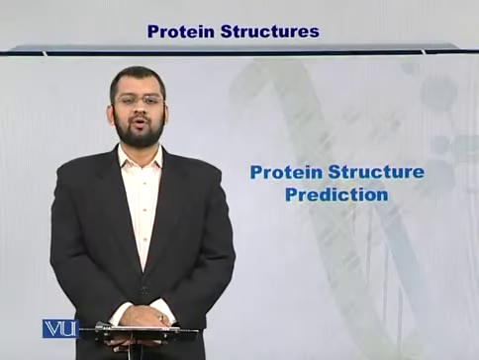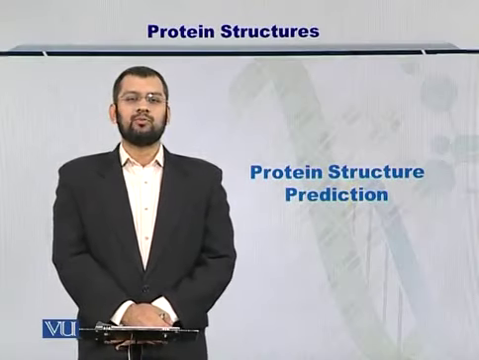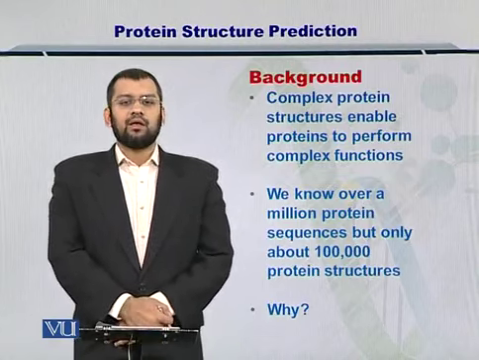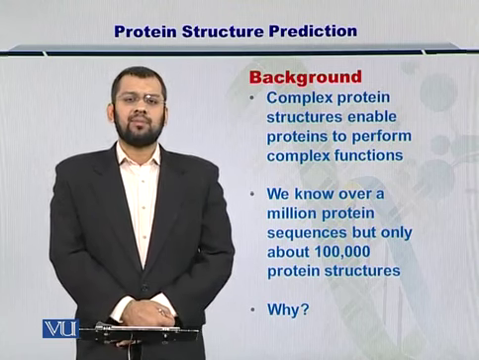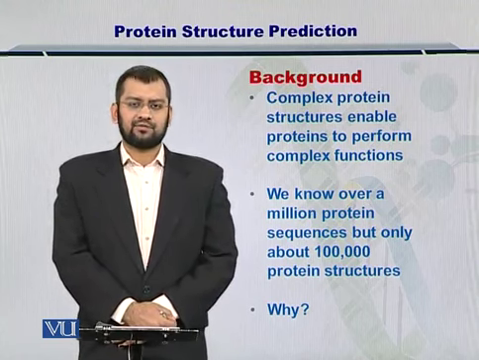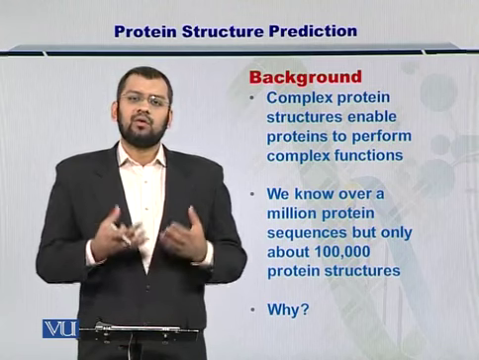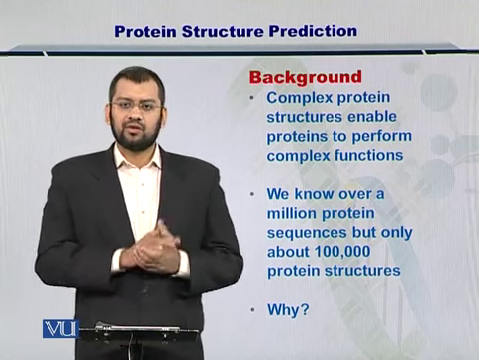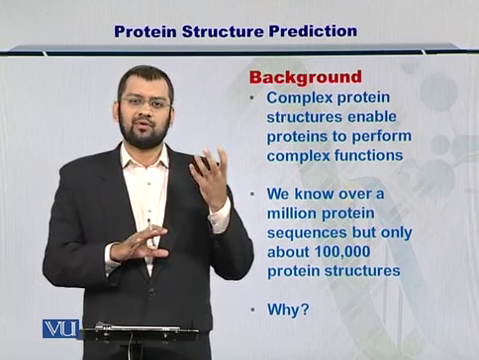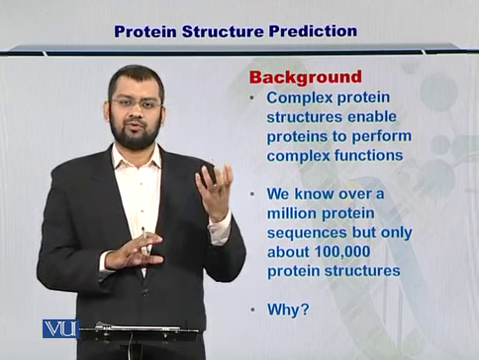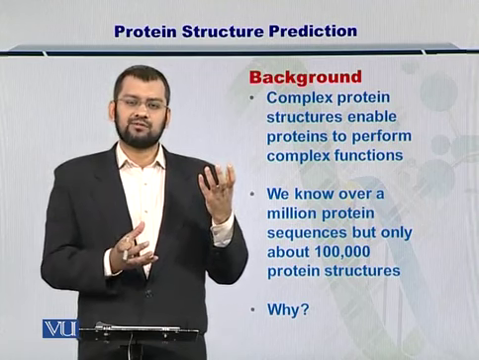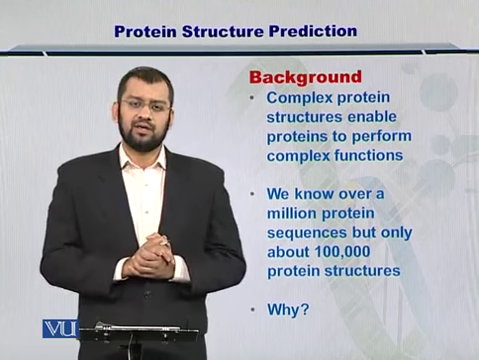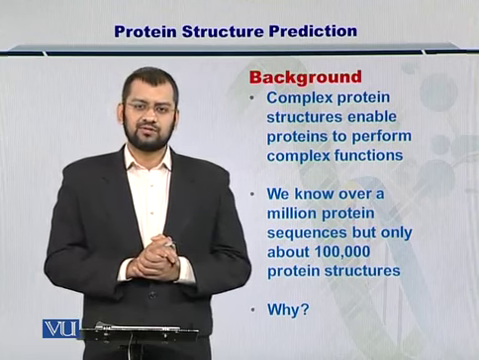Dear students, in this module, I'm going to introduce you to protein structure prediction. You know that there are over 1 million proteins in the UniProt database, but there are only a few thousand in the PDB. So apparently, there is an orders of magnitude difference between the number of sequences that we know for proteins and the number of structures for them. Why should such a situation be there? It's a very interesting question.